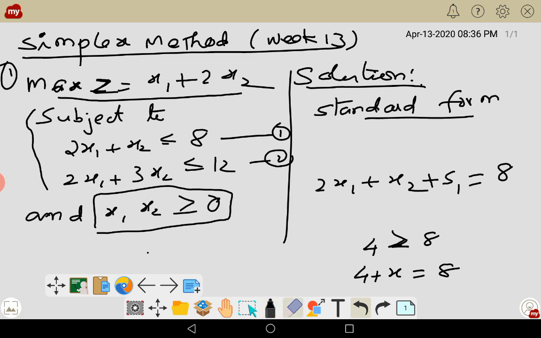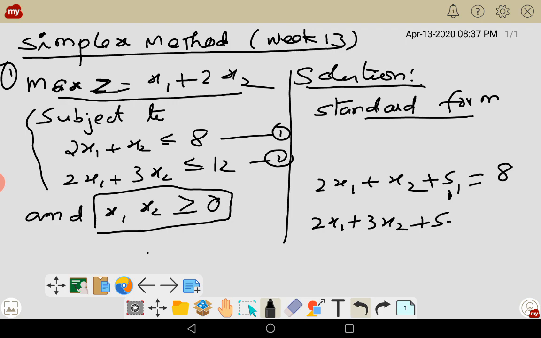So when we add some variable here, these variables that are added to the left side of the constraints to make the less than or equal inequality into equality are called slack variables. S1 will address the first constraint. Write the second constraint, 2x1 plus 3x2, and now another variable, s2, equal to 12.